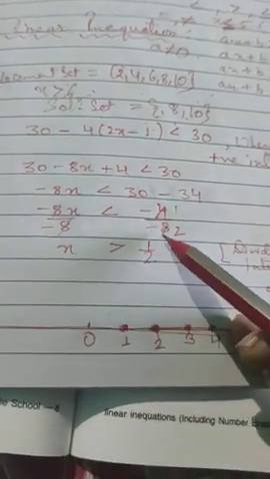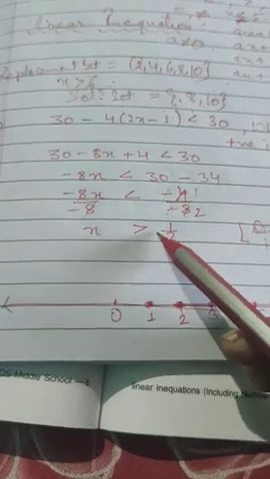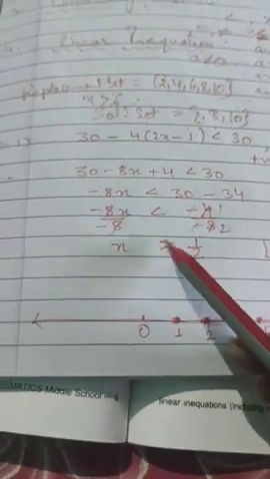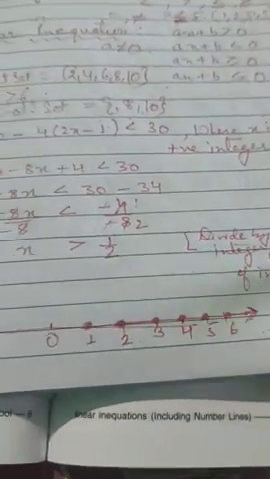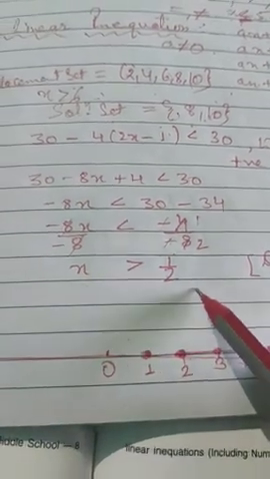4 times 2 is 8, minus minus cancel out, 1 by 2. So the x value is greater than 1 by 2. Here it is less than, but it will change the sign. Dividing by a negative integer reverses the sign of inequality. Okay. So that point, remember that point.